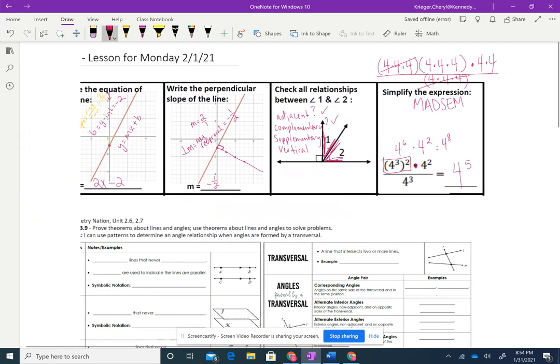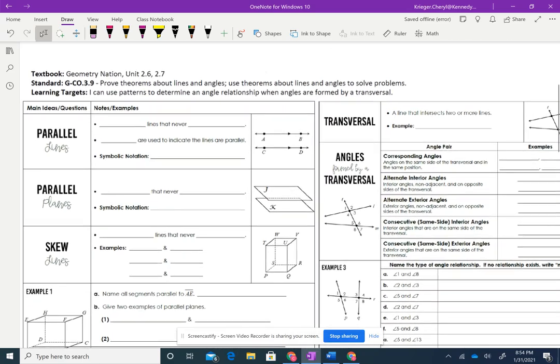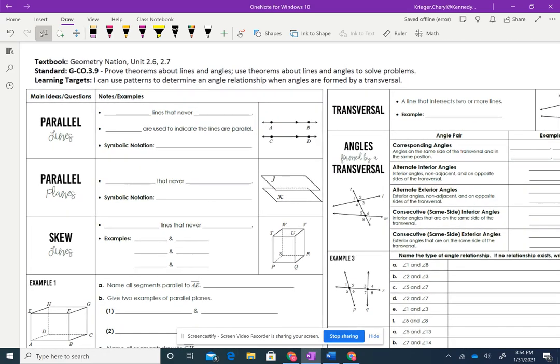Okay, so now let's go over your notes. So these notes, the sub should have printed for you. We have parallel lines. Okay, so this is Geometry Nation, Unit 2.6 and 2.7. You can prove theorems about lines and angles. Use theorems about lines and angles to solve problems.